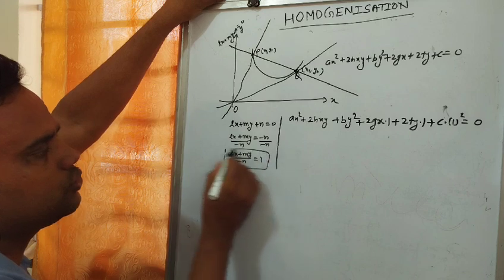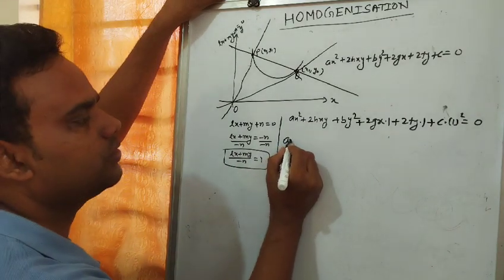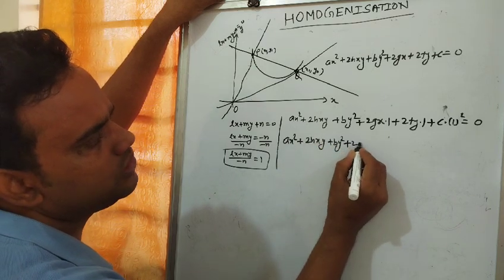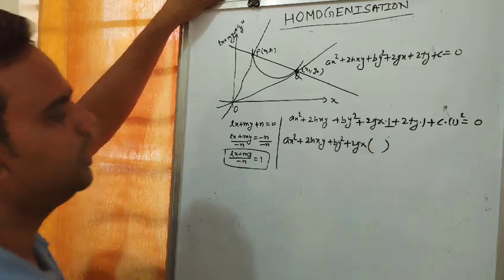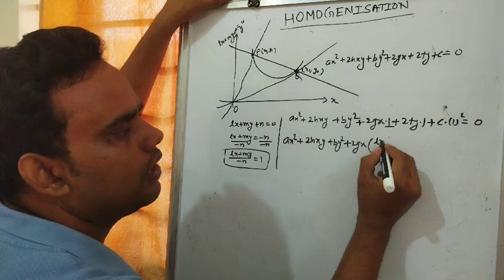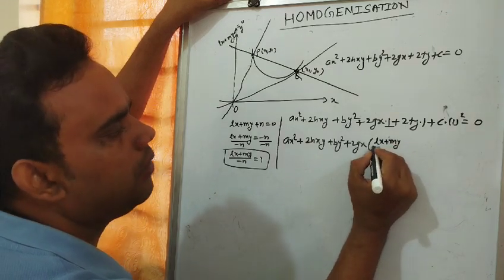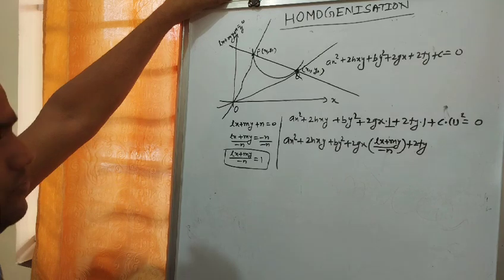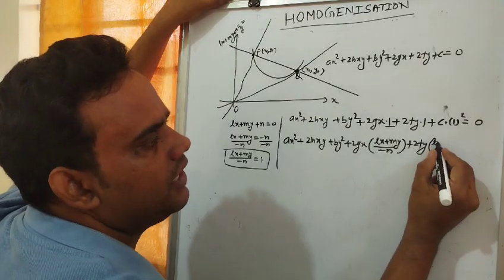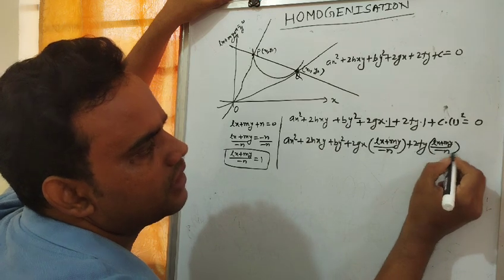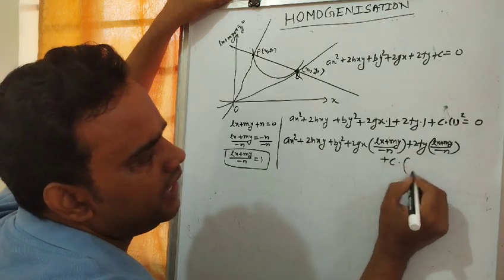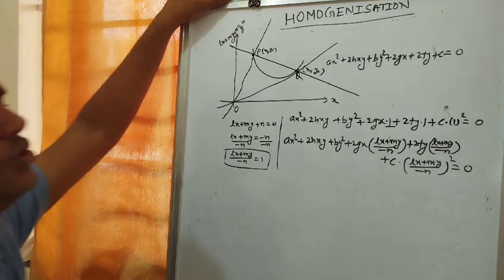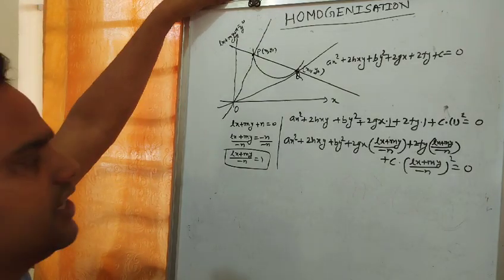Now in place of 1 we put this value. So ax square plus 2hxy plus by square plus 2gx, and in place of 1 we write Lx plus My over minus n, plus 2fy times Lx plus My over minus n, plus c times Lx plus My over minus n whole square equals to 0. Now this becomes homogeneous of degree 2.